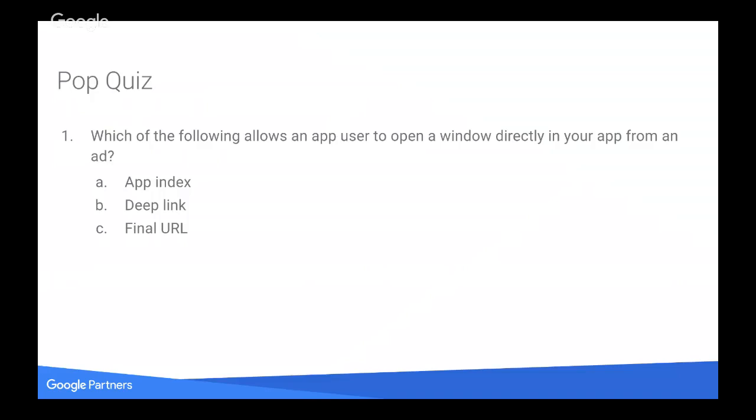So first off, which of the following allows an app to open a window directly in your app from an ad? Is it an app index, a deep link, or a final URL? I hope all of you have gotten that, but the answer here is a deep link. So a deep link is something like a customizable URL, which essentially means that you can direct a user to a particular section of your app, as opposed to them having to navigate through the entire app and having to find the page that they're looking for.